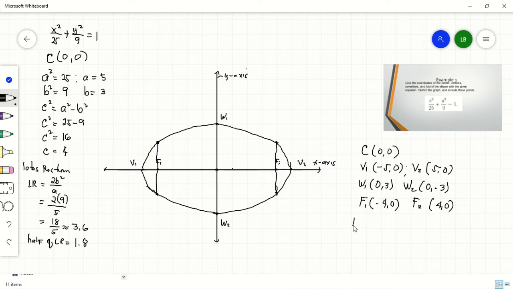So the length of major axis is 10. Length of minor axis is 6. Then focal distance is 3. Okay?